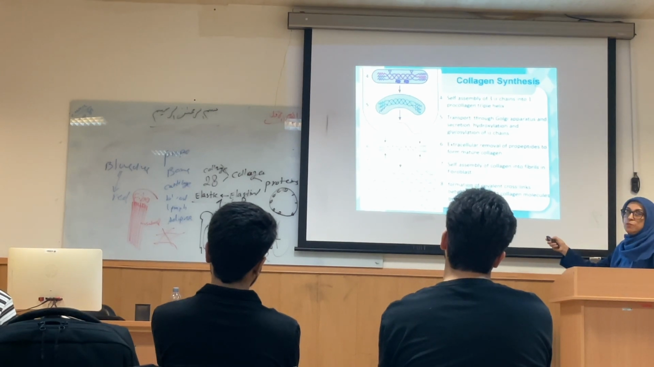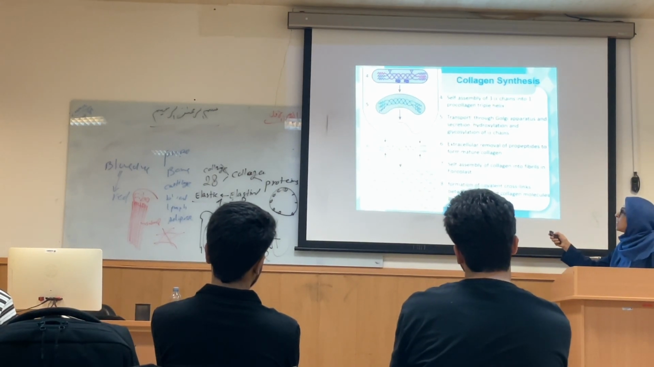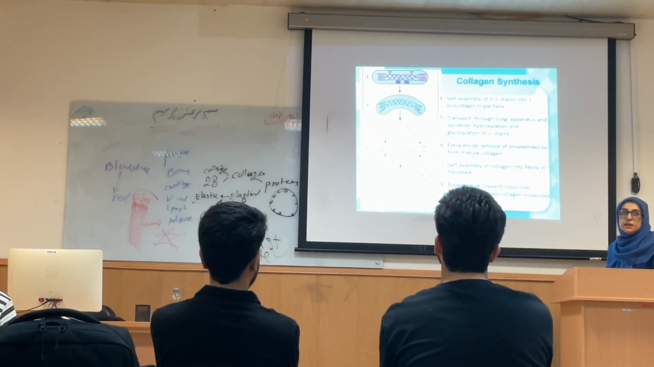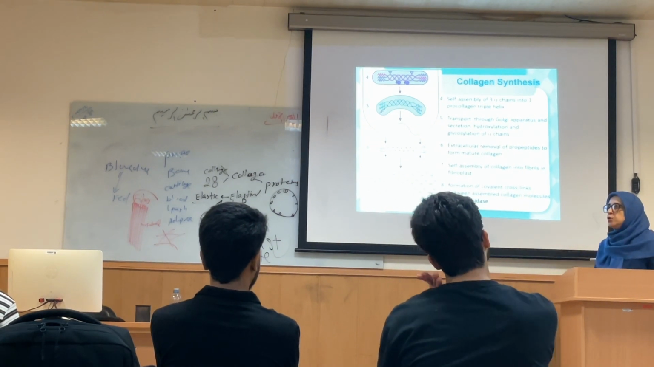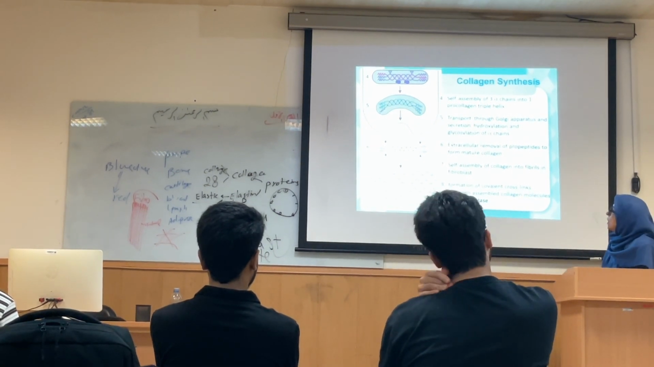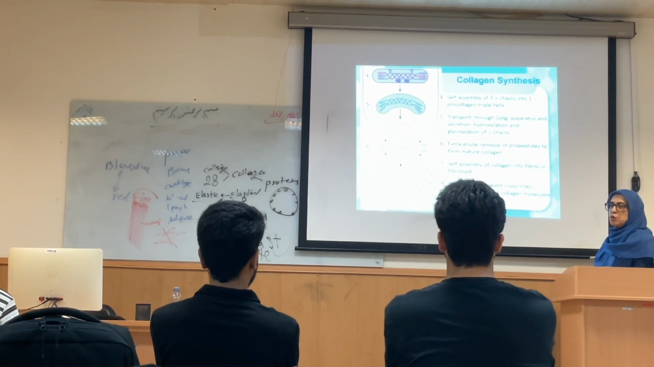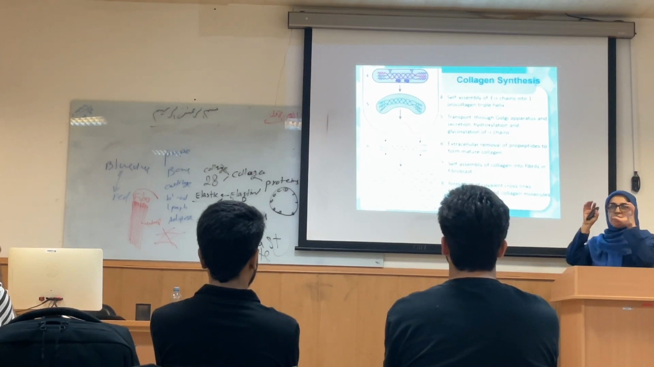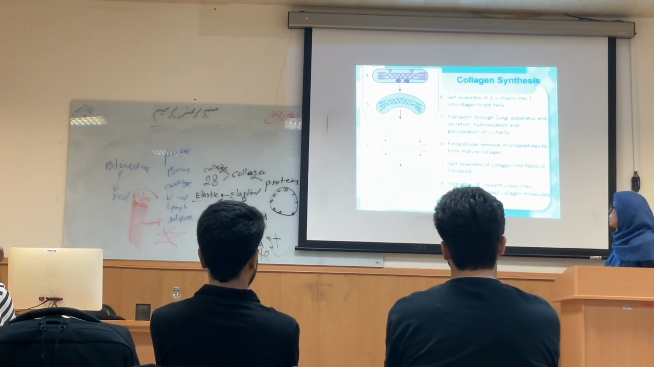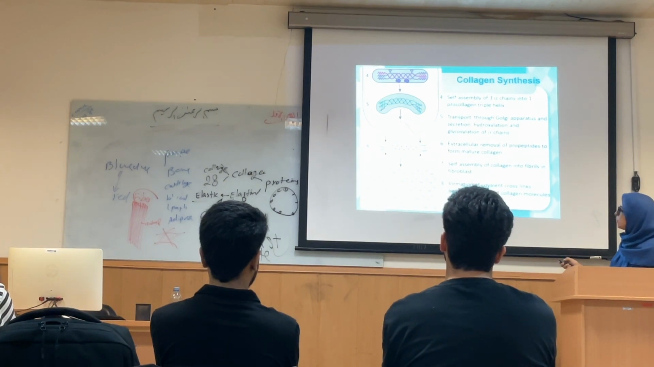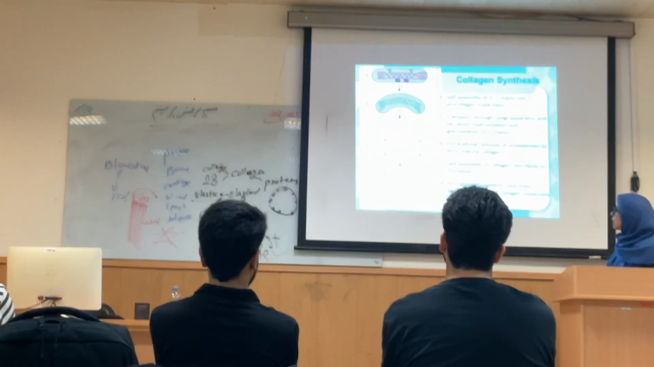This is very, very important, because if this does not occur, they remain in the cytoplasm and finally result in fibrosis. Fibrosis means the accumulation of fiber in the cytoplasm of the cell. And finally, after removal, they form some links together and form the mature collagen.